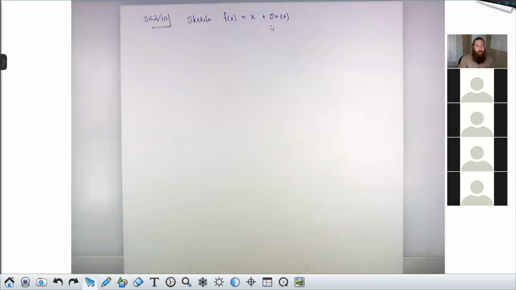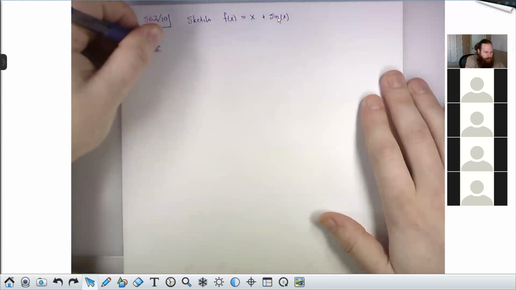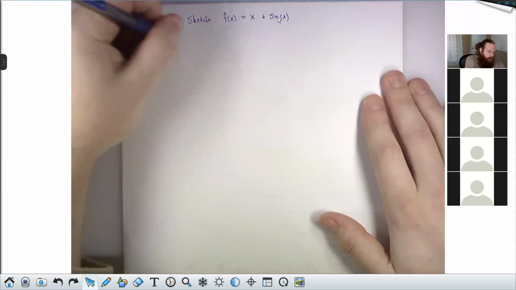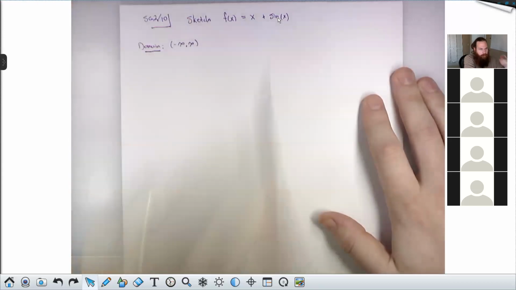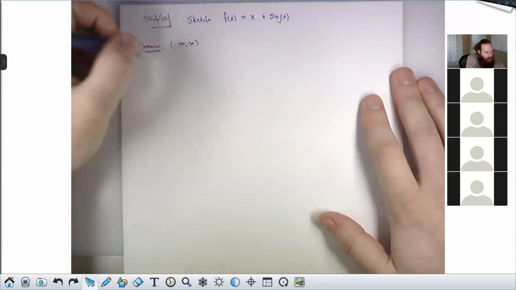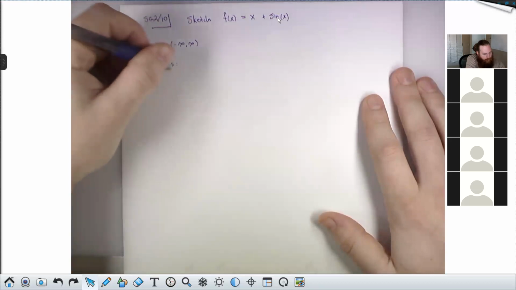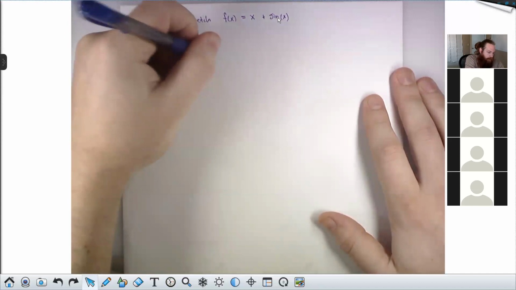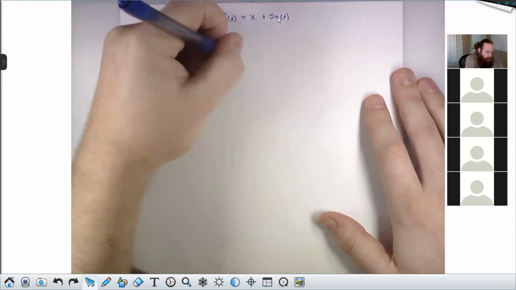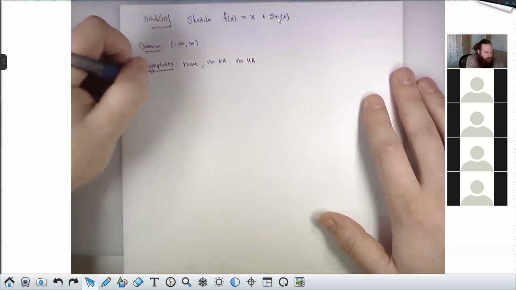My domain here is all real numbers because there are no restrictions from sine or from the x itself, polynomial, and then this trig function has domain all real numbers. I don't have any asymptotes. No vertical asymptotes, and no horizontal asymptotes. I can look for symmetry.